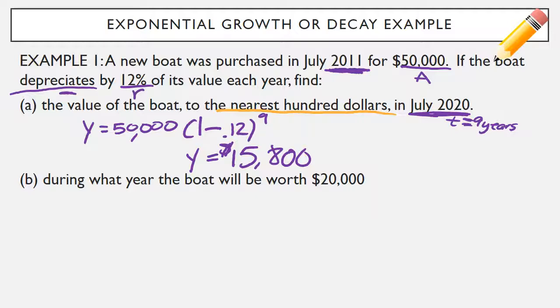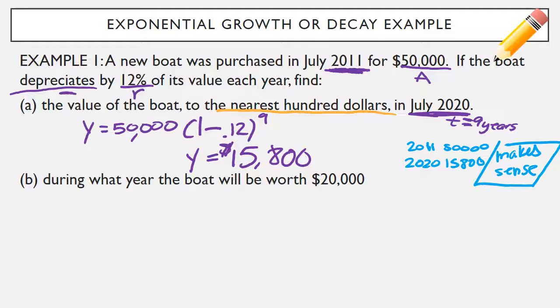Think about, does that make sense? If I was to put this in a table, in 2011 it was worth 50,000. It depreciates, and in 2020 they're saying it's worth about 15,000. That makes sense for depreciation. Boats and cars all depreciate so drastically. So this makes sense. What numbers don't make sense? Well, if the price went up, that doesn't make sense. If I had a negative, that doesn't make sense. So I'm going to stress this: don't leave an answer that doesn't make sense.